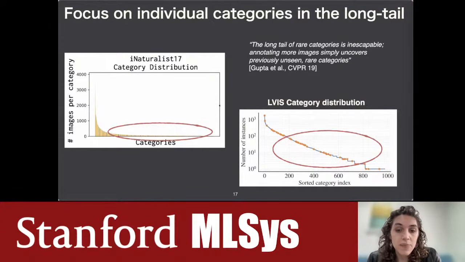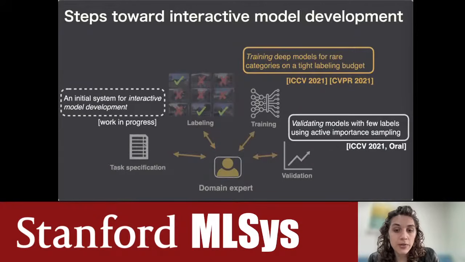This means that a domain expert, starting out with a new data set, trying to build a model for one of these categories, is faced with finding these rare instances, sort of like needles in a haystack. So that's the setting we're focusing on. And given that, let's actually get into how we can assist a domain expert in training models for these individual categories in the tail.